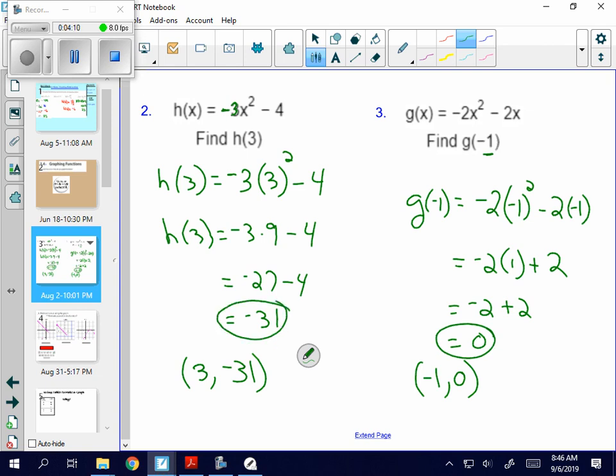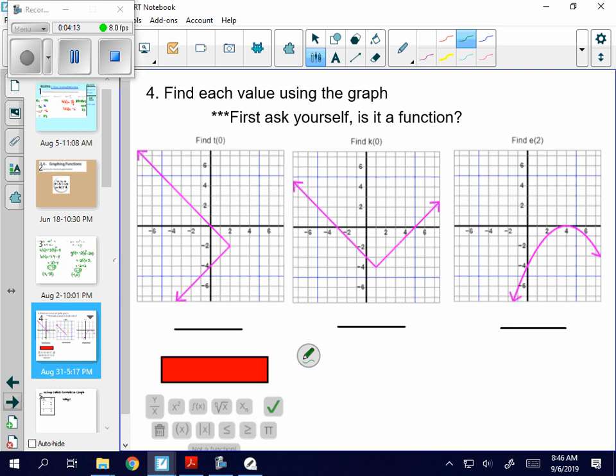Okay, let's try some more. Number 4, we're going to find each value using the graph. So look carefully. They want us to find t of 0. So this function's name must be t, and that means we're finding when x is 0. Here's where x is 2 and 4 and 6. X of 0 happens here, but it also happens here. So this is the ordered pair 0, 0, and this is the ordered pair 0, negative 4. What they're looking for is, hey, what is the y value when we plug in 0? The answer to the question is 0 and negative 4.